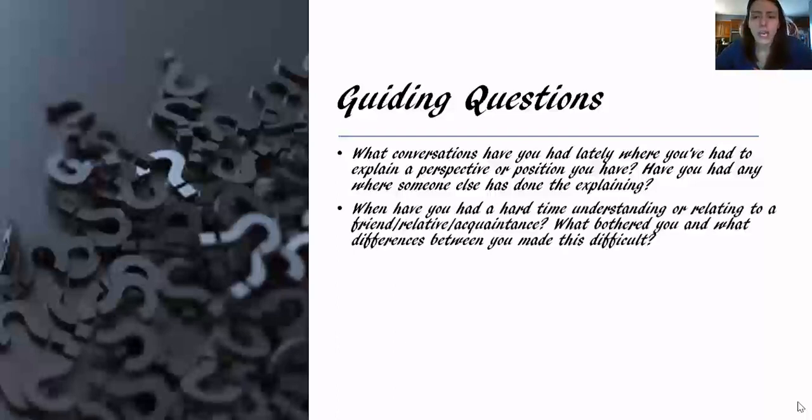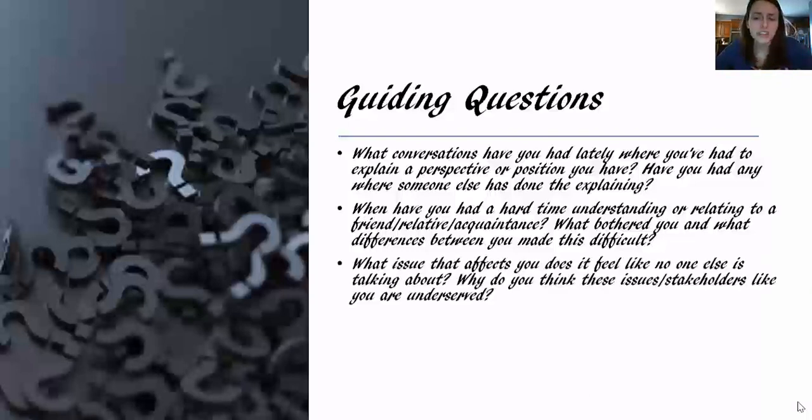When have you had a hard time understanding or relating to someone? So it could be a friend, a relative, an acquaintance, a stranger on the bus, somebody. And what bothered you and what differences between you made this difficult? So when was it hard for you to understand someone else's perspective or empathize or relate to them? And what was challenging about that?